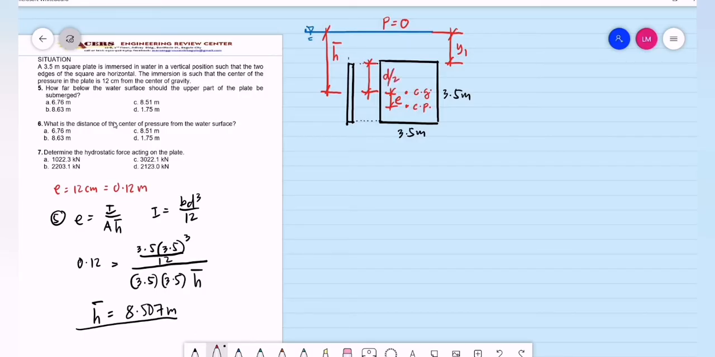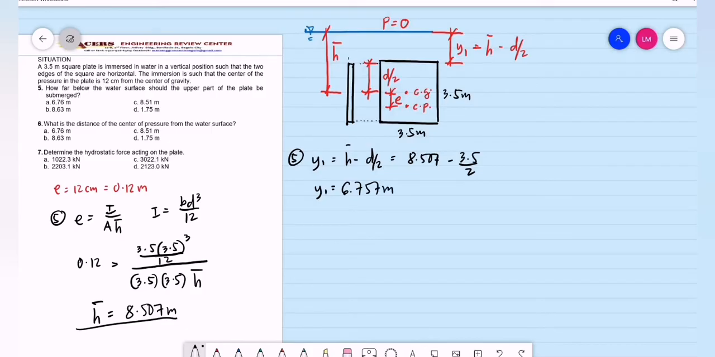How do we compute for y sub 1? So y sub 1 is basically equal to the bar H minus half of the depth, that is the d over 2. So for problem number 5, we have y sub 1 equal to the computed bar H minus the d over 2. So this is equal to 8.507 minus 3.5 divided by 2. Using 3 decimal places, this is 6.757 meters. On our choices, we have only 2 decimal places. We have that as 6.76. Letter A.